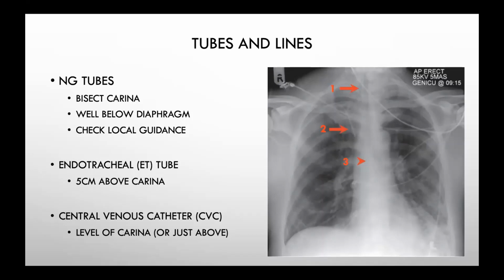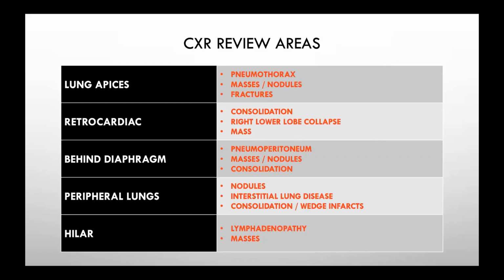Endotracheal tubes, that's arrow 1, should sit about 4 or 5 centimeters above the carina. And central venous catheters, this patient's actually got a PICC line, and you can see it coming in, that's arrow number 2. That should sit at the level of the carina or just above. And you'll normally look for the cavo-atrial junction. Arrow number 3 is the NG tube we discussed a moment ago. And then finally, your review area.